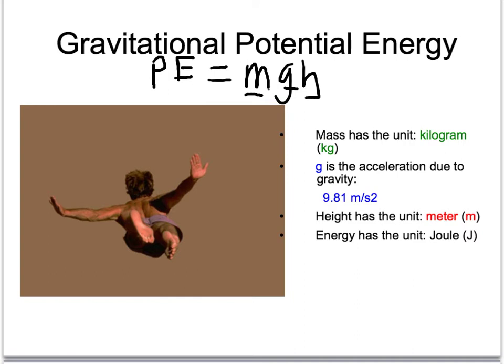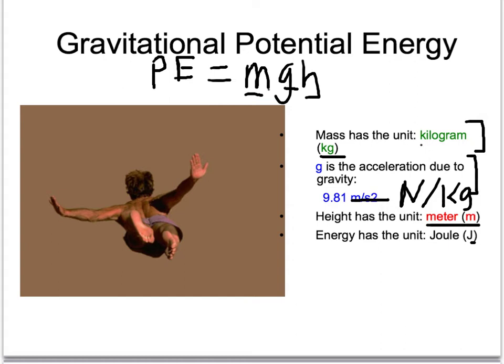You do have to pay attention to units here. Mass should have the units of kilograms. Acceleration due to gravity is 9.81 newtons per kilogram. Height has the unit meters, and then energy will have the unit joules. You do have to make sure your height's in meters and your mass is in kilograms. Anything else, and you'll have to convert. All right, there's the equation, facts about it. Make sure you got those.